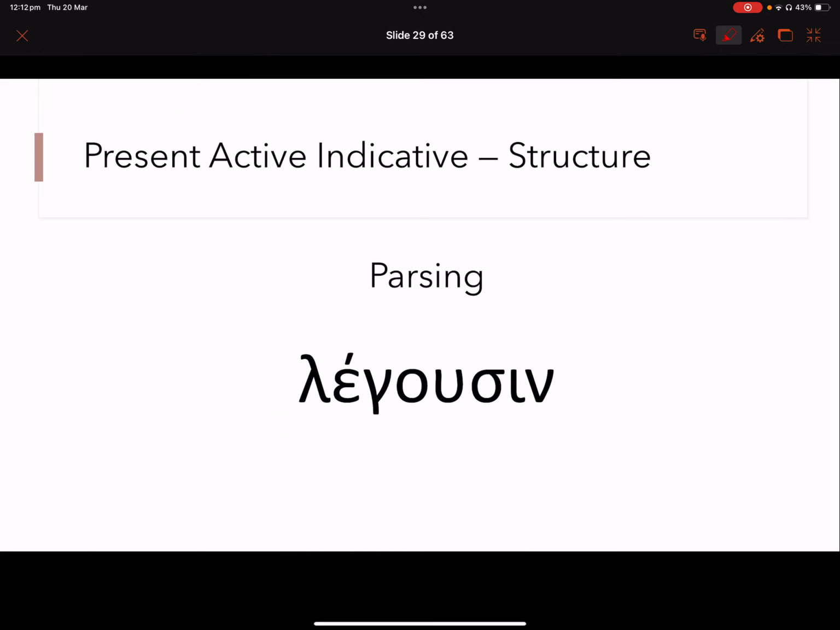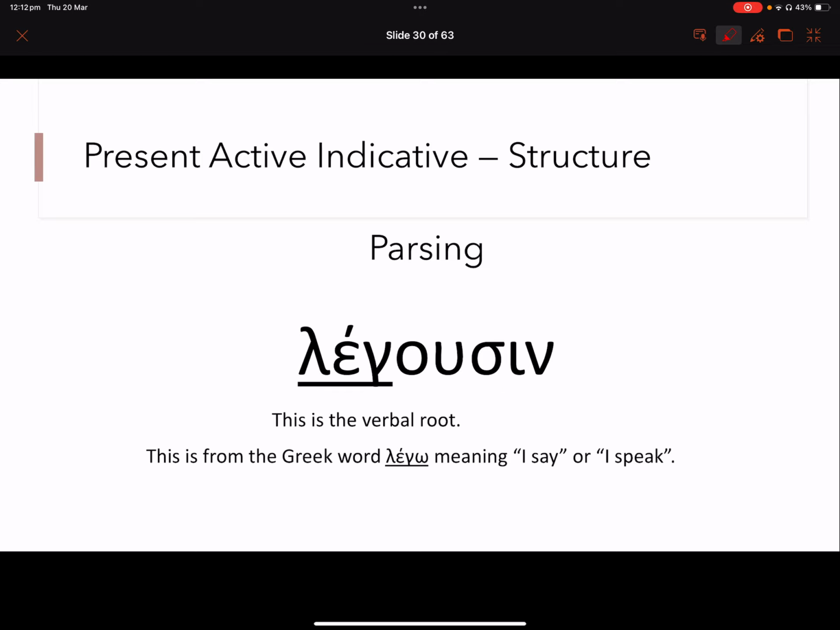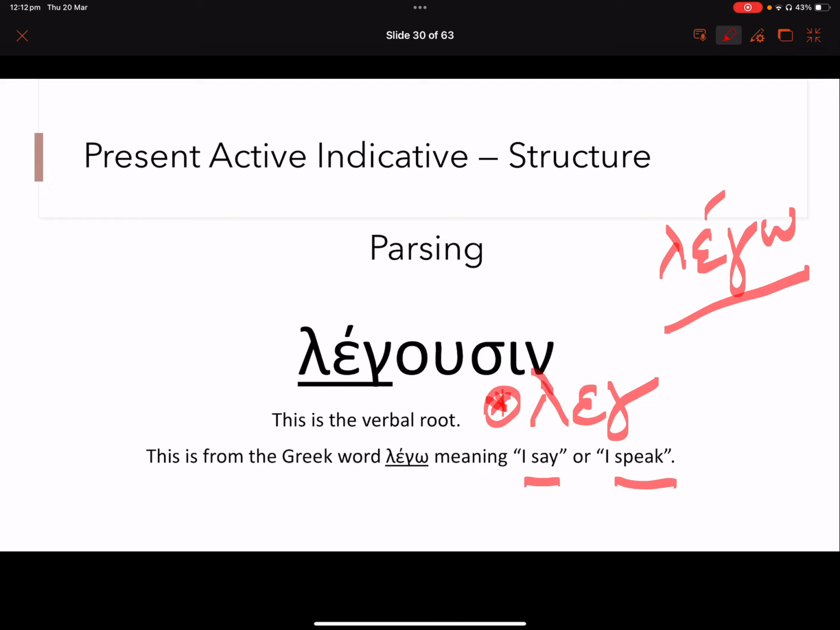Here is an example. We have legusen. The first thing I want to do when I see a verb is try and work out what the lexical form is. What is the lexical form of this verb? The lexical form is lego, and it means I say or I speak. Now, the root of this word is leg. Again, we would never see leg written down anywhere, but it's the most basic part of this word, and that's what means say or speak.